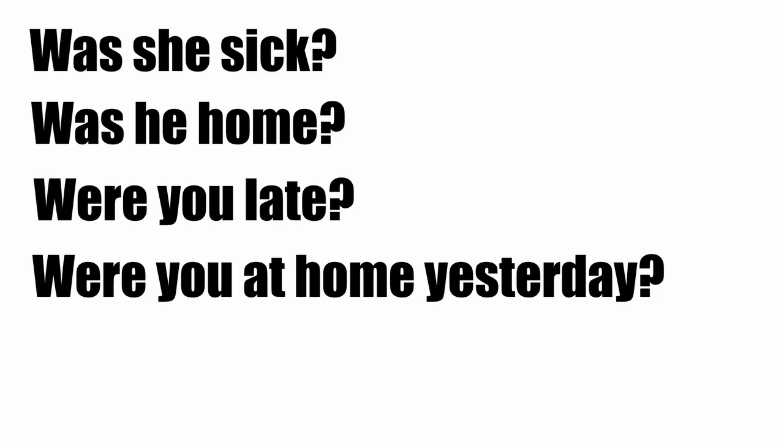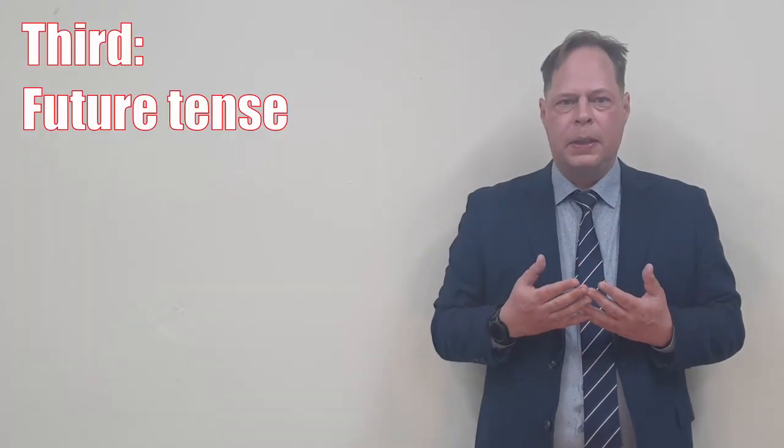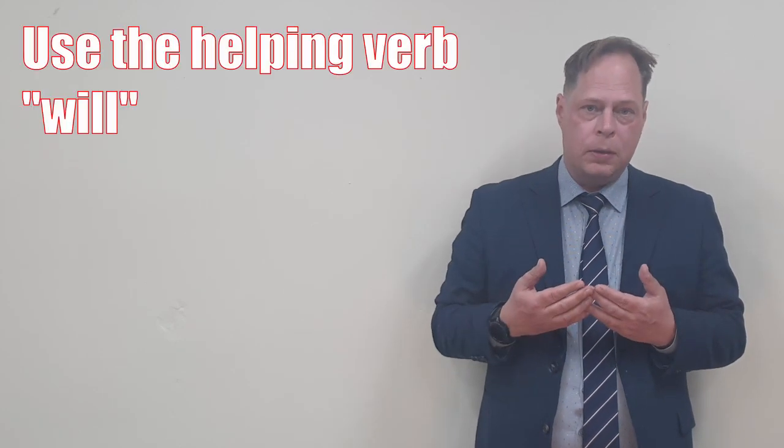When we ask questions in the past using a be verb, we ask questions like this. Was she sick? Was he home? Were you late? Were you at home yesterday? No, I wasn't. For the future would be, we use a helping word, will, and it is the same in all cases.